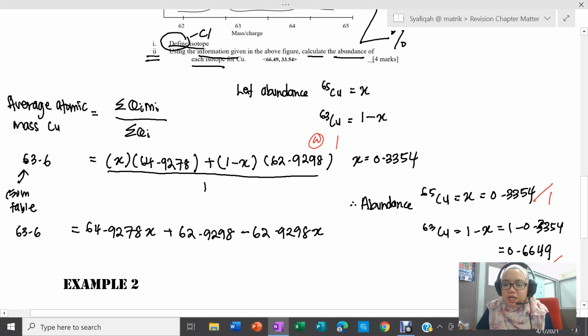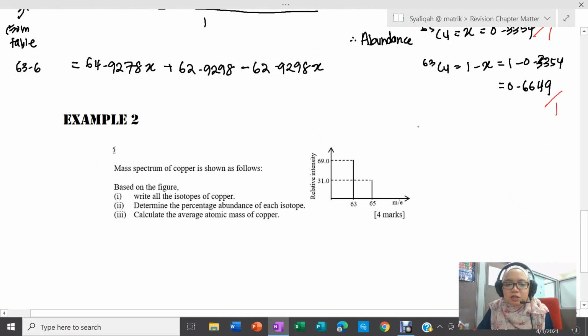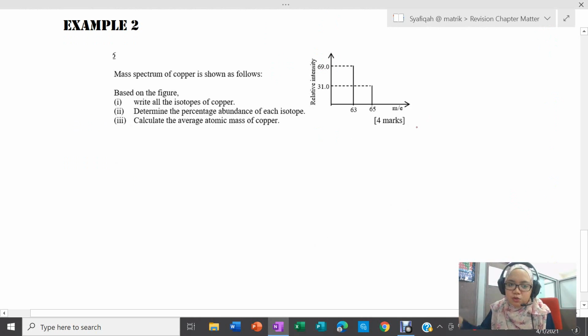Okay? Alright. So, ini jawapan dia kalau dalam bentuk ratio lah. Kalau dalam bentuk percentage, you will get this. This is the answer lah, dalam bentuk percentage. Okay, next. Let's go into example number 2.